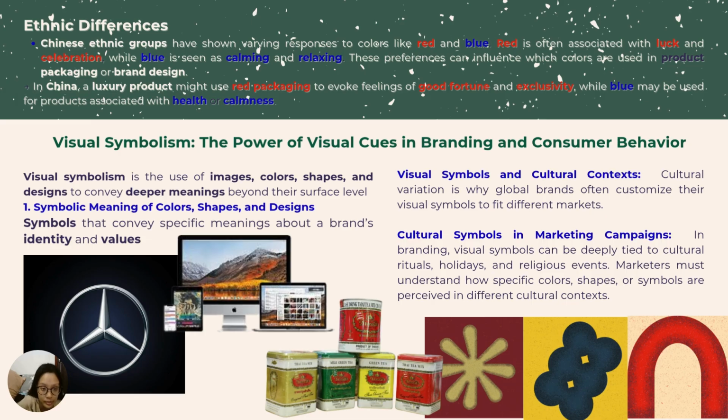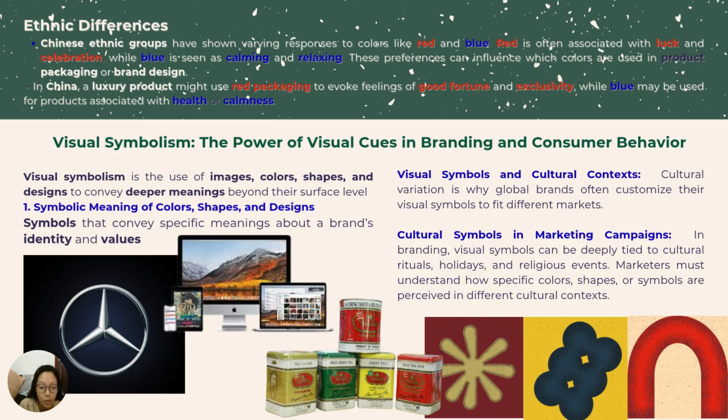In different societal cultures, symbols hold varied meaning. For example, in Western culture, a color like red symbolizes love and passion, while in Chinese culture, red symbolizes luck and celebration. This cultural variation is why global brands often customize their visual symbols to fit different markets. For example, a brand that uses red in its logo or product packaging in the US may want to ensure that red also aligns with positive connotations in other countries they are trying to expand to, like China, where it symbolizes fortune.